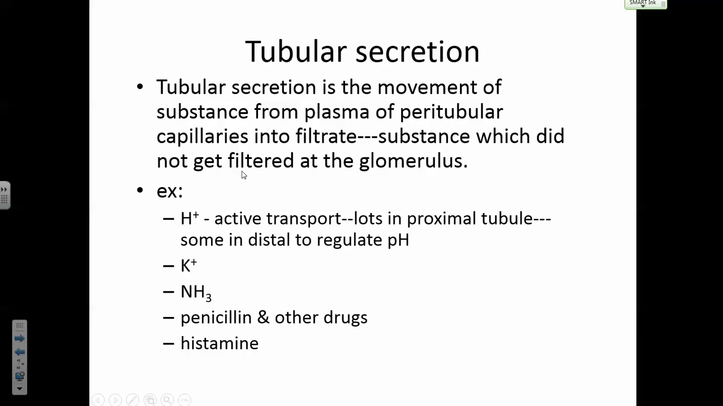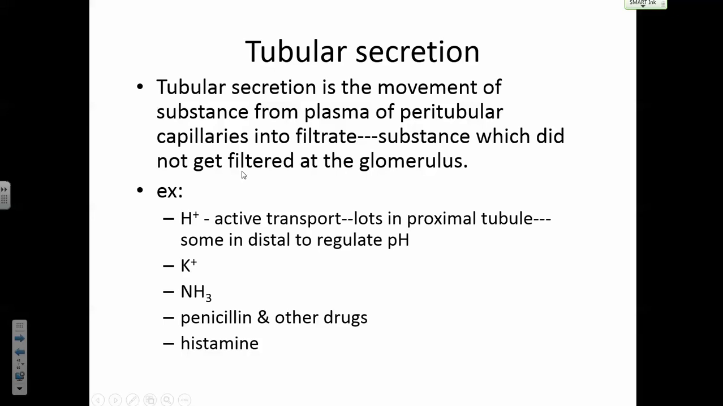Active transport is used there. Again, lots in the proximal convoluted tubule, like hydrogen. This is your body's last effort to get rid of excess hydrogen. If you've got a little excess, if your blood's too acidic, if the pH is dropping below 7.4, that's that normal blood pH, then you can secrete excess hydrogen from the blood into the renal tubule, and it'll show up in the urine.